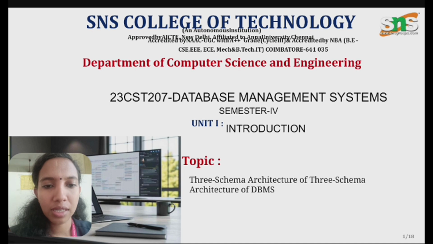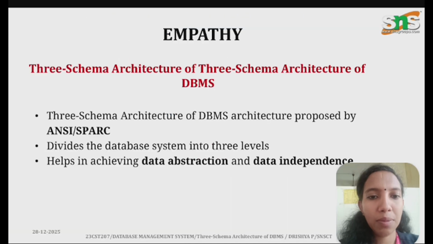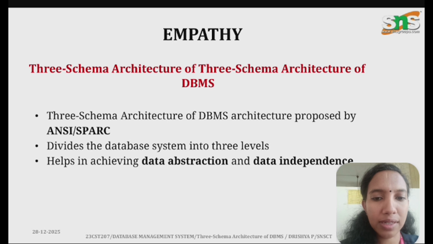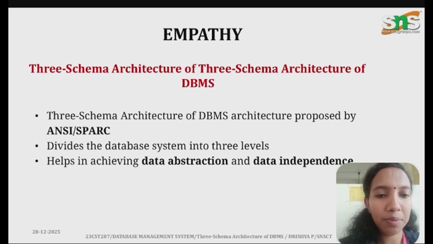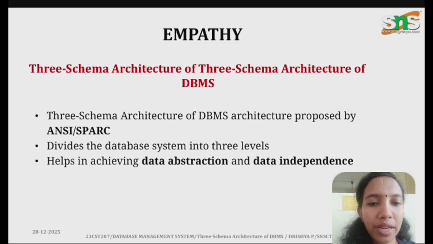Today we are discussing the subject Database Management System, the first unit. Today's topic is the three schema architecture of DBMS. The three schema architecture of DBMS, proposed by ANSI/SPARC, divides the database system into three levels and helps in achieving data abstraction and data independence. Abstraction means the hiding of data.